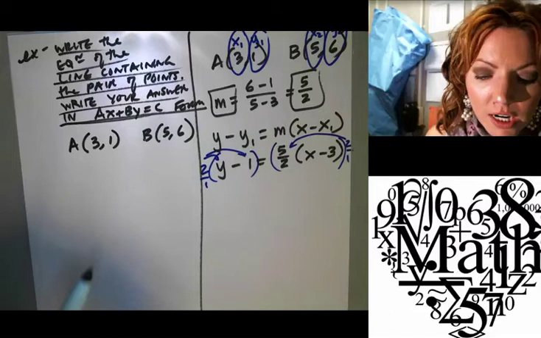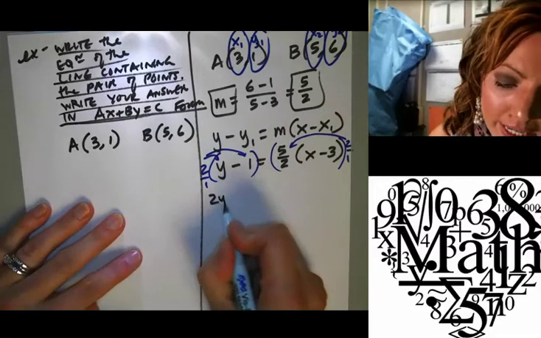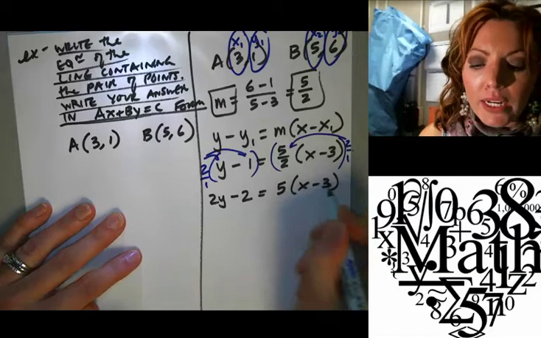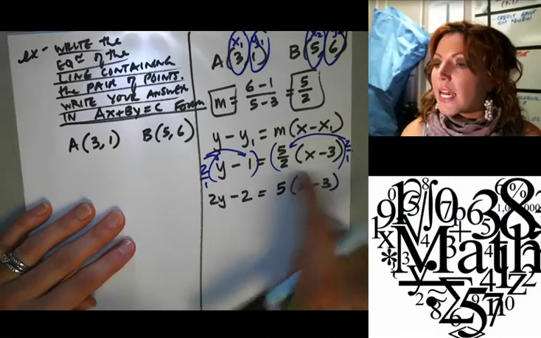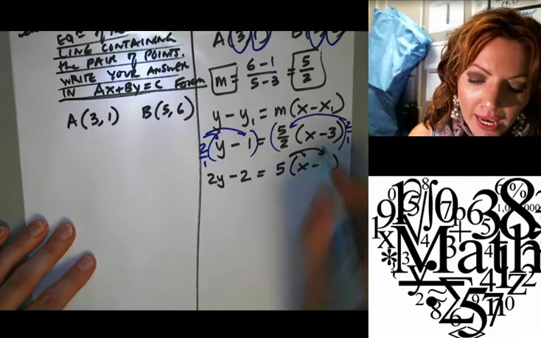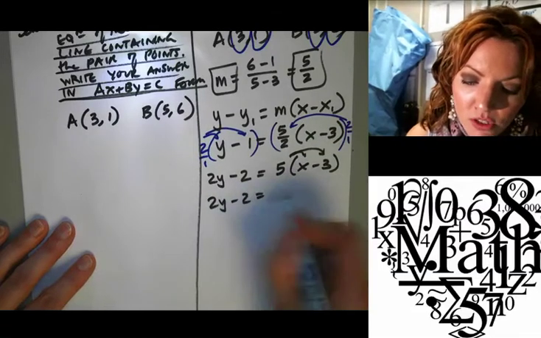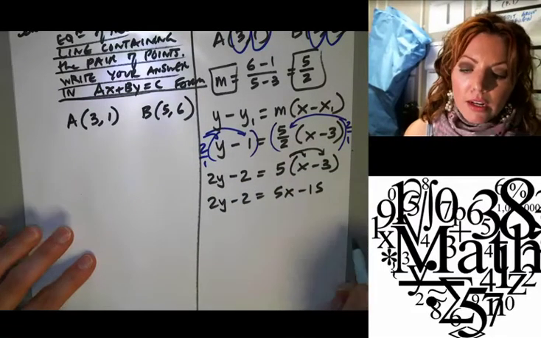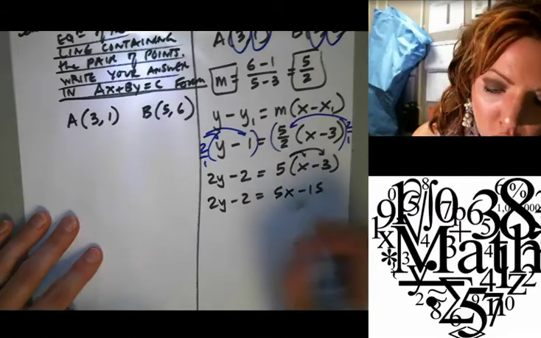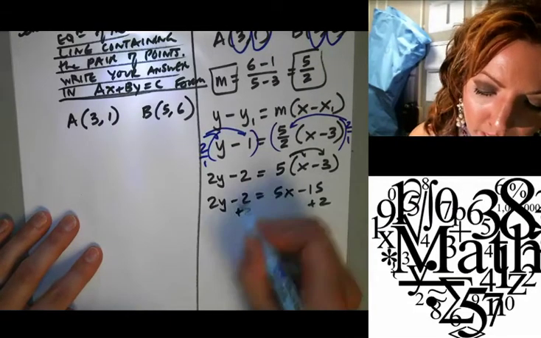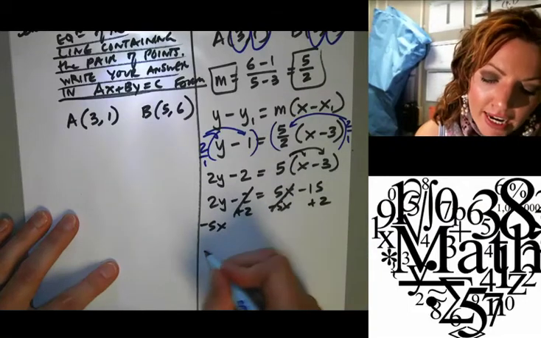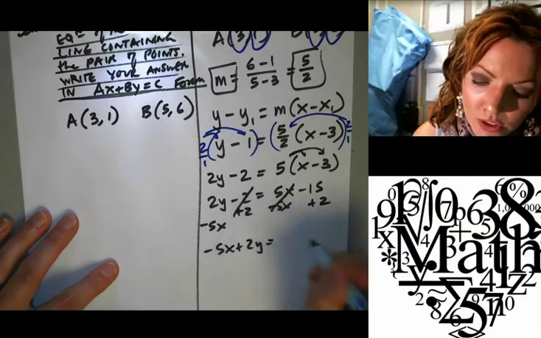So 2y minus 2 equals 5 times x minus 3. You don't have to distribute it to the inside of the parentheses. Then if we distribute, we get 2y minus 2 equals 5x minus 15. Then x and y on one side, everything else on the other. So add 2, and minus 5x, minus 5x. So we get negative 5x plus 2y equals negative 13.